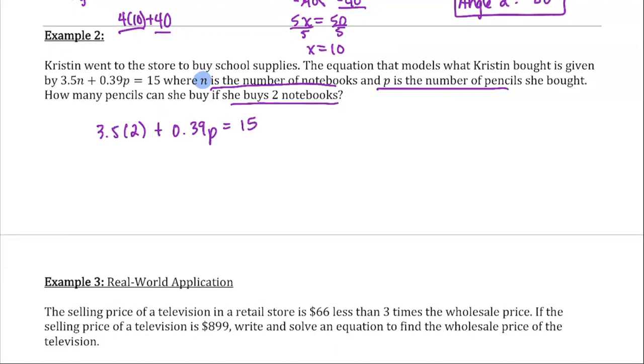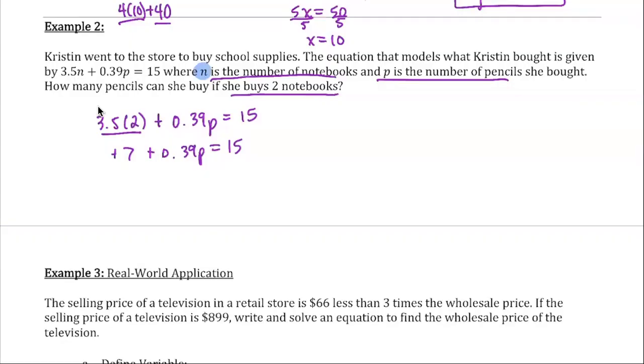First thing I'm going to do is simplify. So I can actually do 3.5 times 2, which is 7. And I'm going to bring everything else on down. Now to continue solving here, we have to ask, what's happening? Well, I'm multiplying p by 0.39, but I'm also adding 7. So what that tells me is I need to start solving.